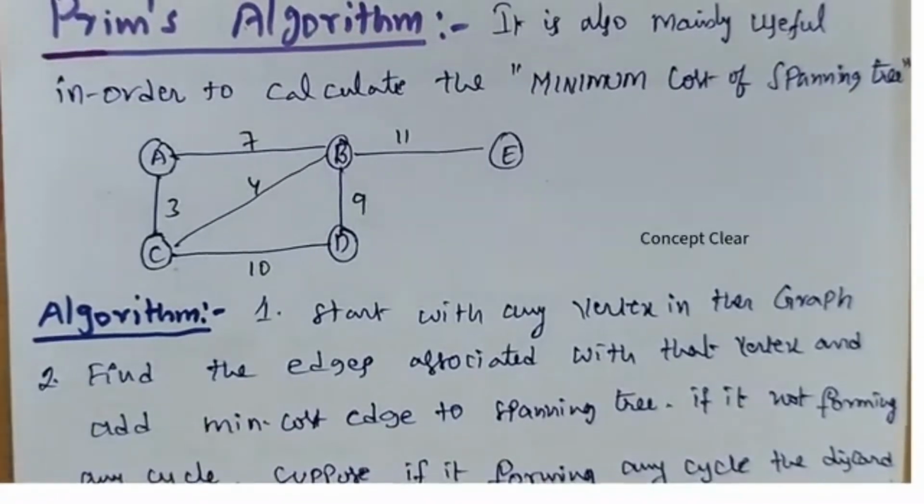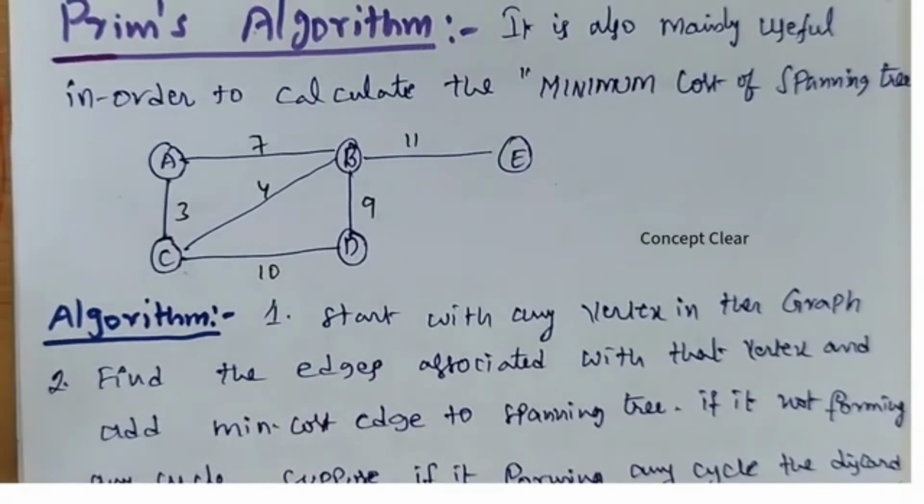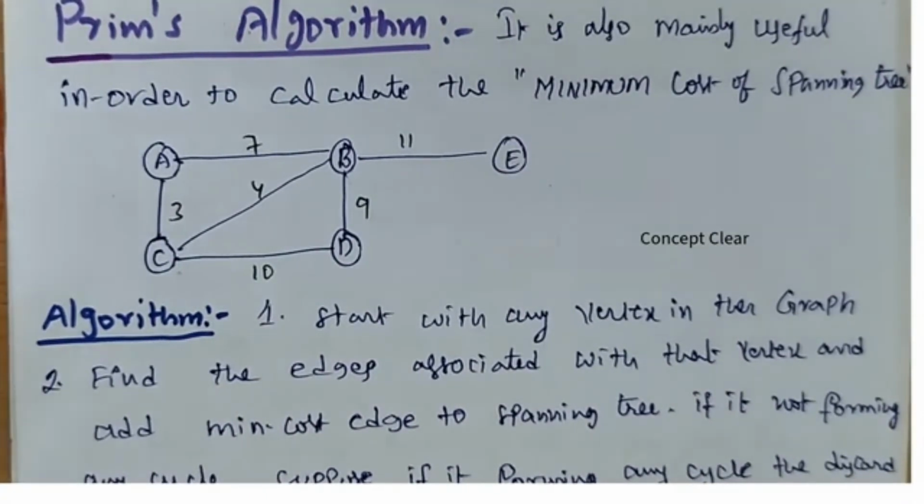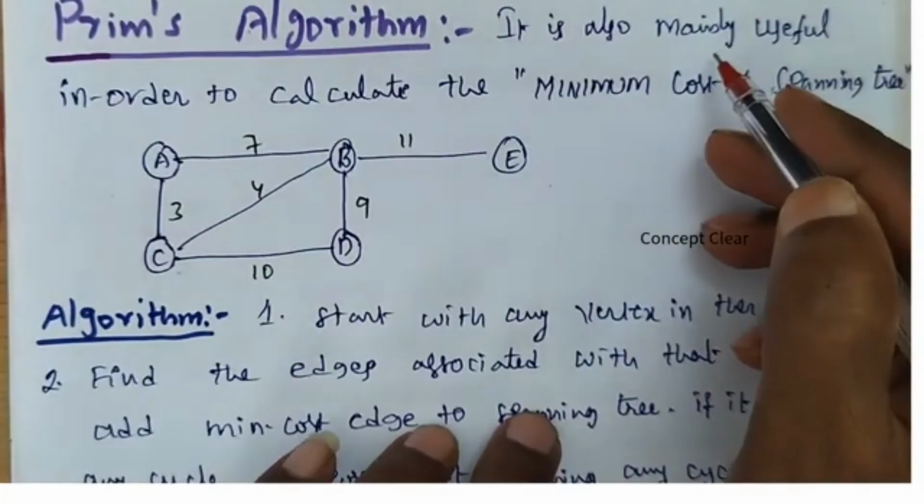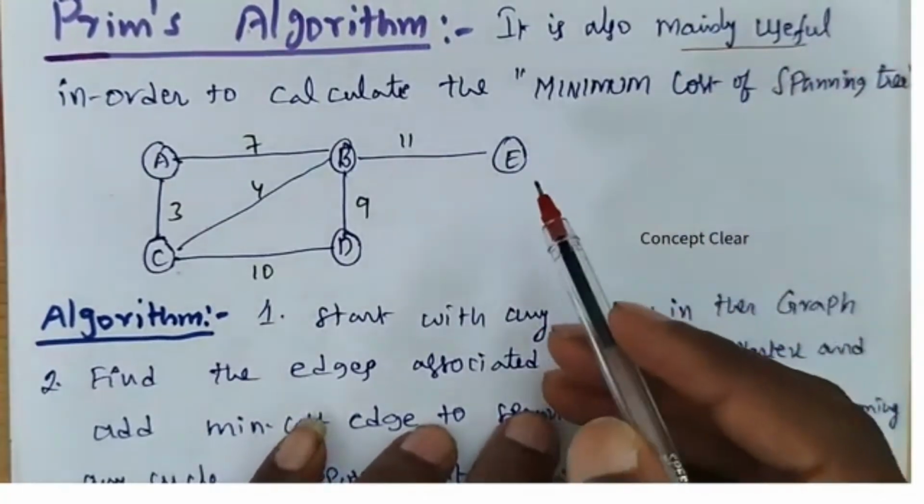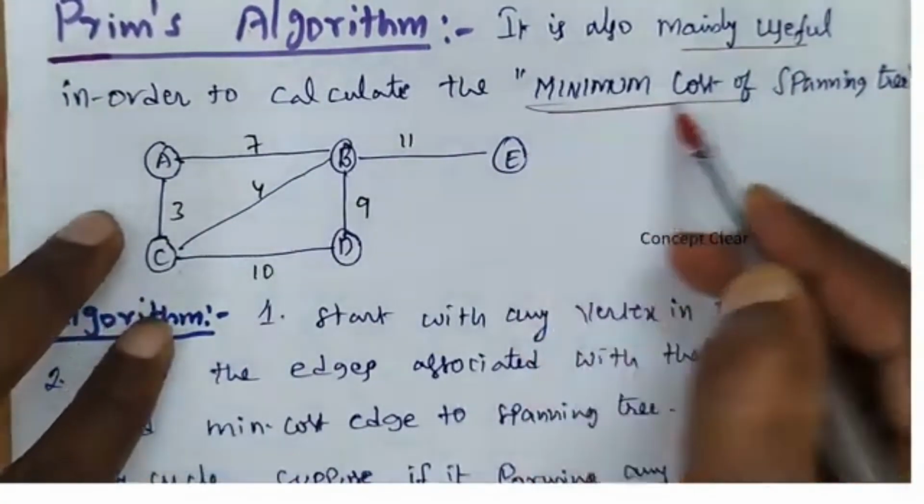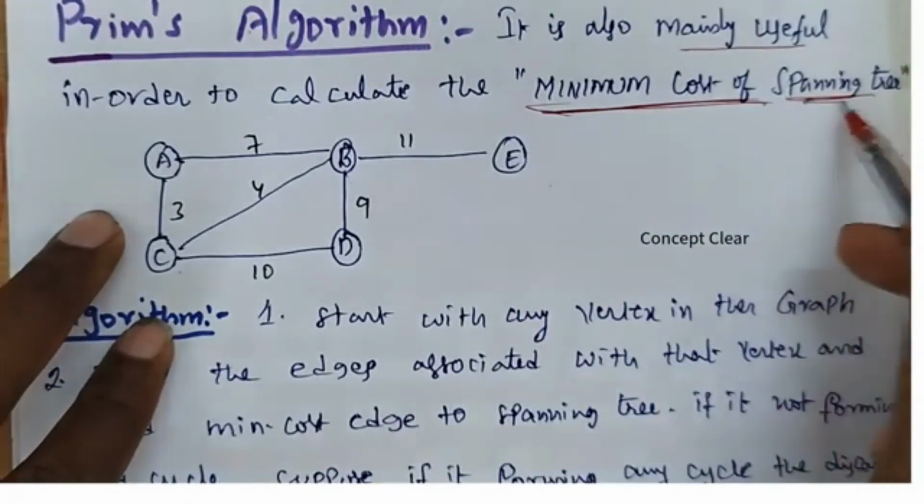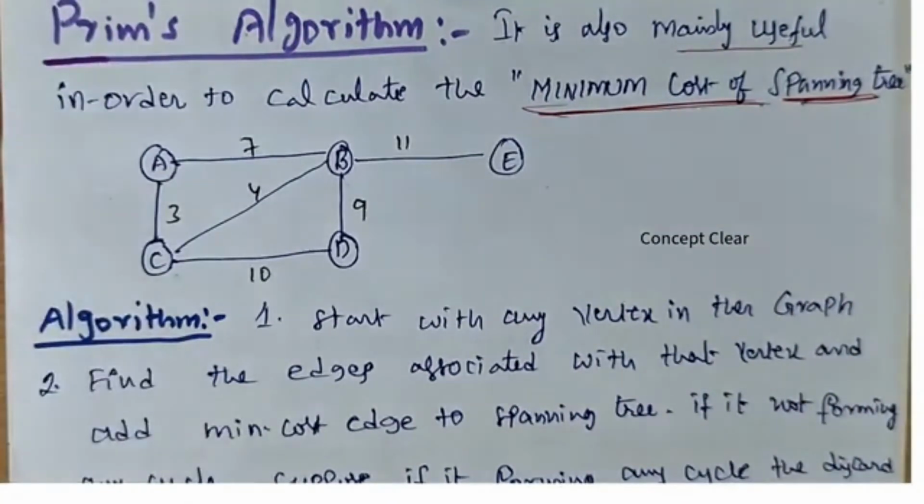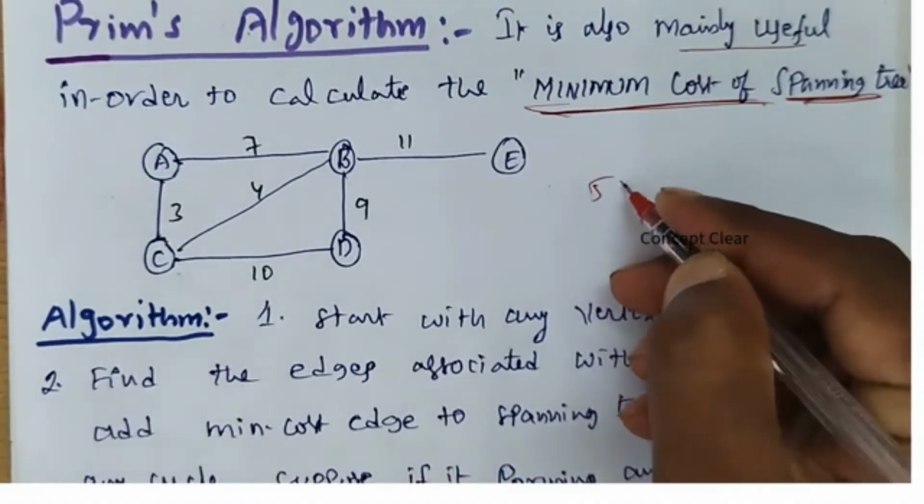Coming to Prim's algorithm. What does Prim's algorithm mean? It is also one of the algorithms used to calculate the minimum cost of the spanning tree, like Kruskal's algorithm. Here also we have to take one graph. The graph contains 5 vertices.